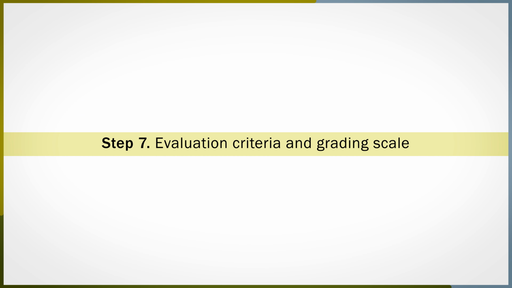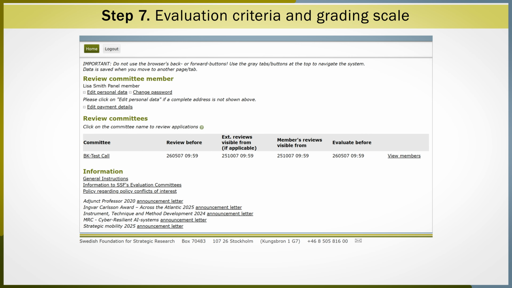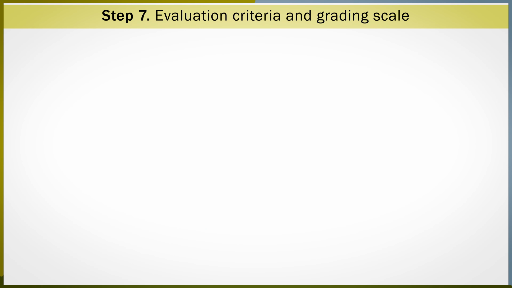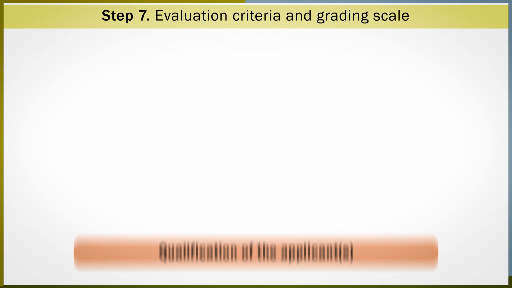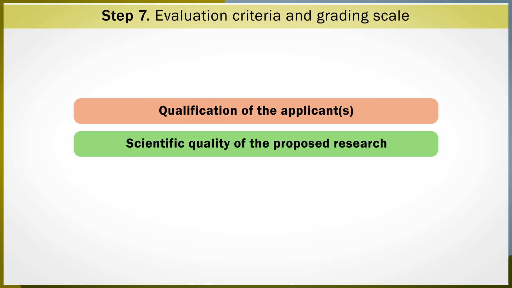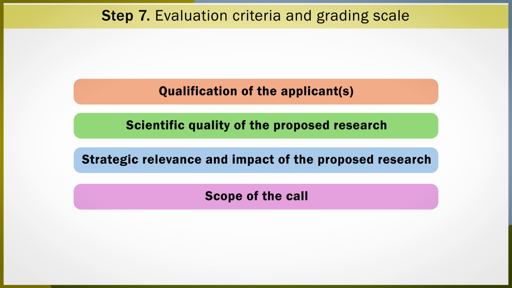Evaluation criteria and grading scale. SSF's evaluation criteria and guiding questions can be found under Information to SSF's evaluation committees. The main criteria used by SSF in the evaluation of applications are: qualification of the applicants, scientific quality of the proposed research, strategic relevance and the impact of the proposed research, scope of the call. Additional evaluation criteria may apply for certain calls or grant types.